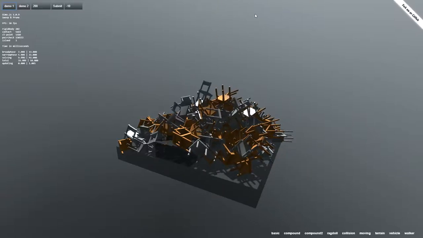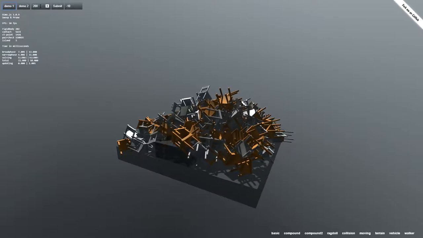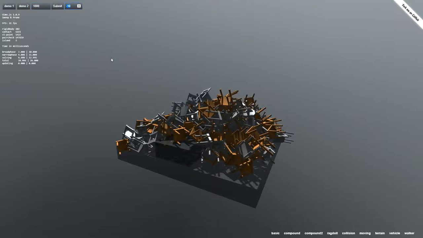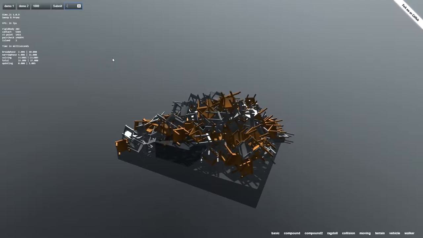So, let us alter the quantity again. Let's have 1,000 chairs. Although we're already lagging, so this video is definitely going through Handbrake, and at a minus 100 gravity, so 10 times what it normally is.